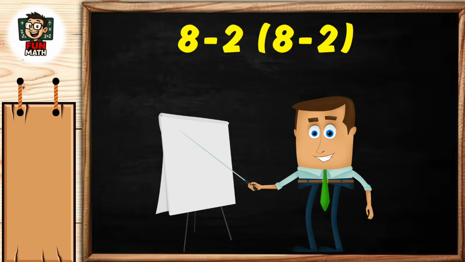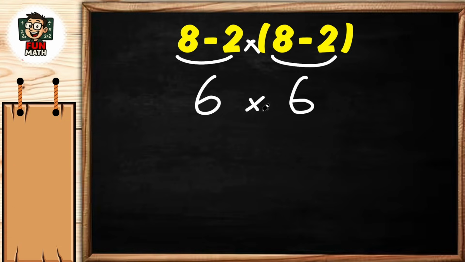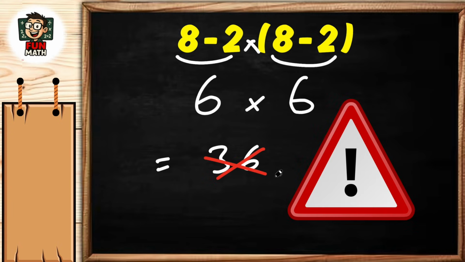Let's take a quick look at the question. 8 minus 2 equals 6. Hidden multiplication. 6 times 6 equals 36. If you solve it this way, you made a mistake.